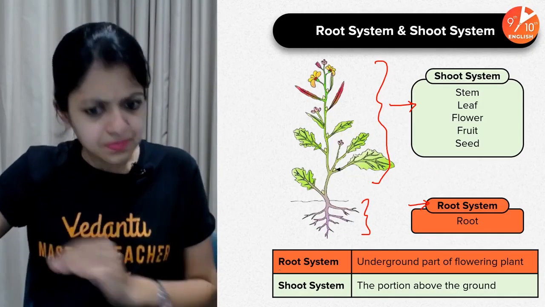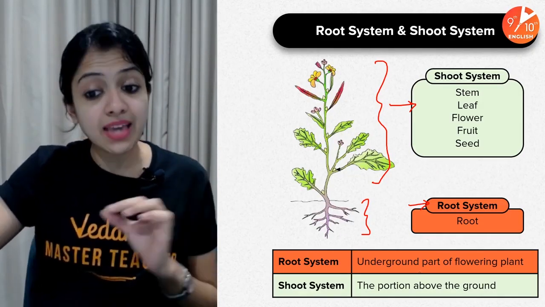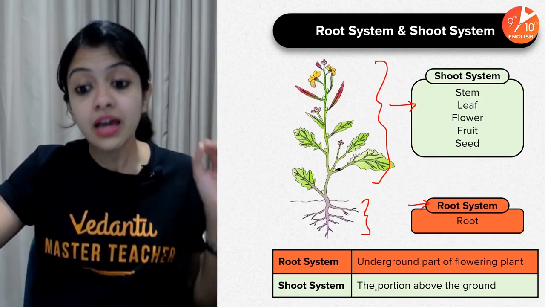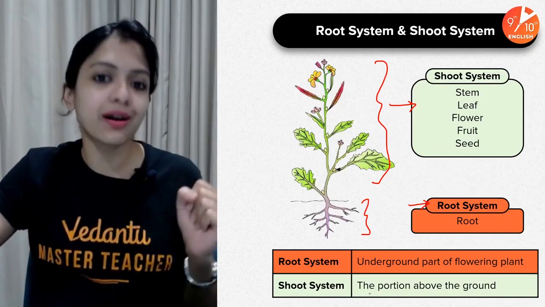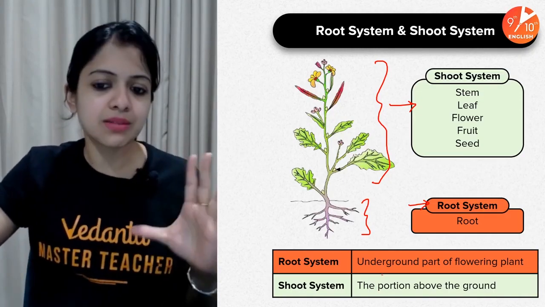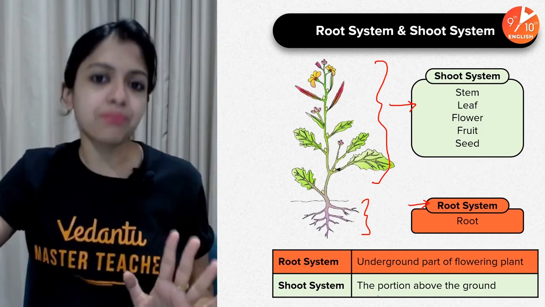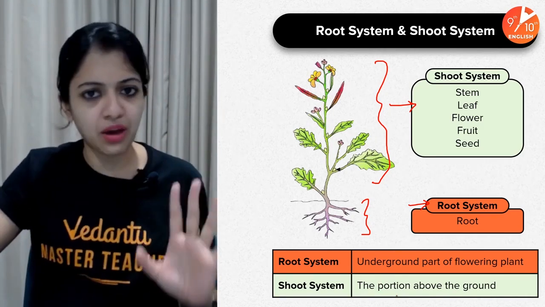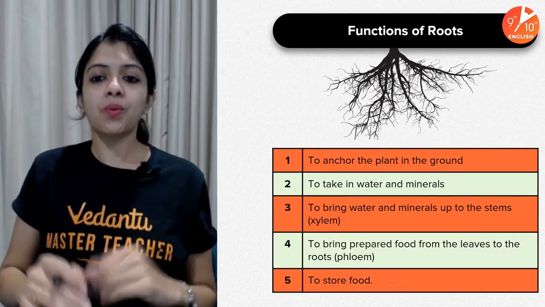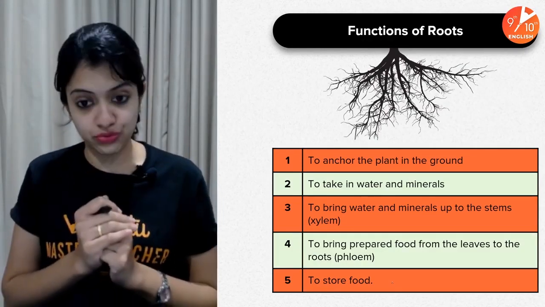So we can basically summarize it this way. Root system is the underground part of a flowering plant. Shoot system is the portion above the ground. Well, actually, the root system would be the underground part of any plant for that matter, right? Not just flowering plants. All right, so now coming to the functions of roots.